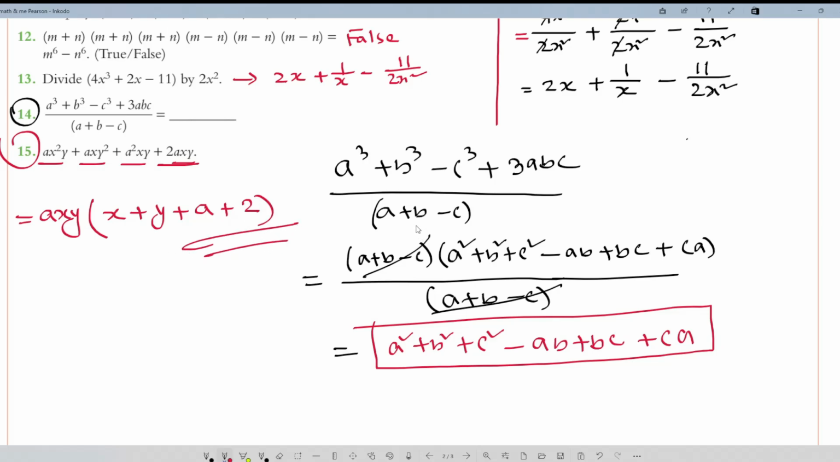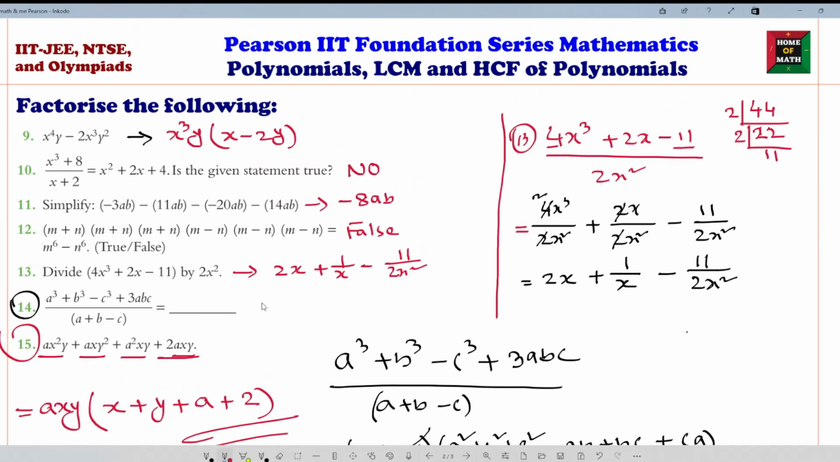So thank you very much for being with me. This kind of math is very important for competitive examination, especially IIT and also Math Olympiad.